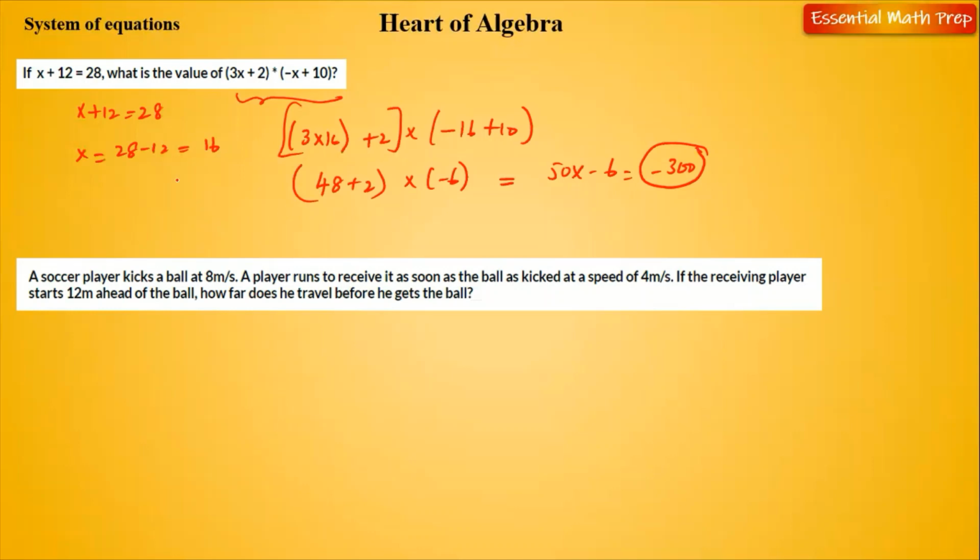So here, a soccer ball is kicked at 8 meters per second. A player runs to receive it as soon as the ball is kicked, at a speed of 4 meters per second. If the receiving player starts 12 meters ahead of the ball, how far does he travel before he gets the ball, right?